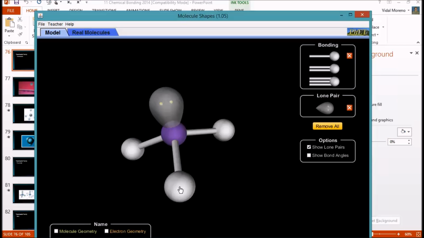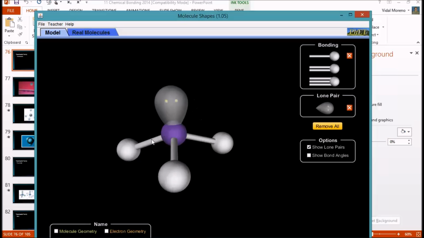So that's why it looks like this, they're stretched. But an unshared pair is not stretched, so it's just kind of like a blob. That blob causes these guys to be pushed closer together. So that's why these guys' angle is 2.5 degrees smaller. Every one of these unshared pairs pushes the shared pairs by 2.5 degrees.